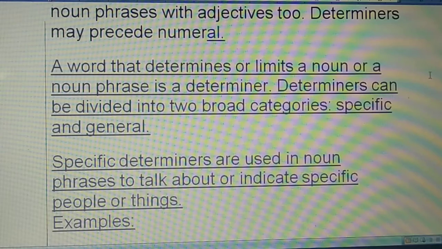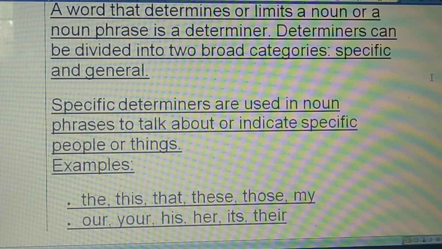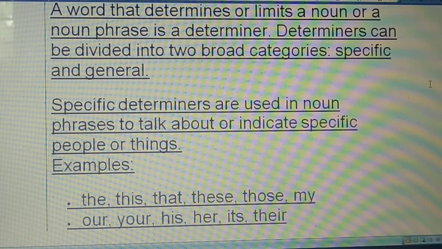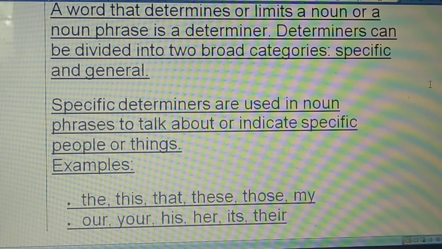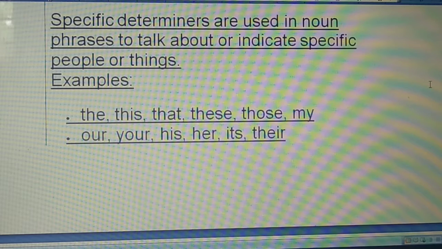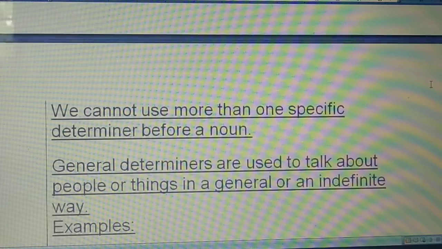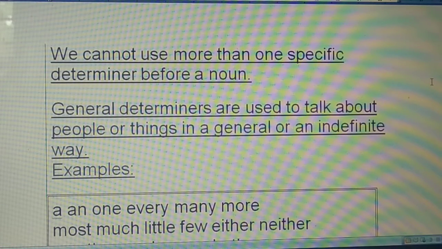So, two broad categories. Specific determiners are used in noun phrases to talk about or indicate specific people or things: the, this, that, these, those, my, our, your, his, her, its, their. We cannot use more than one specific determiner before a noun.